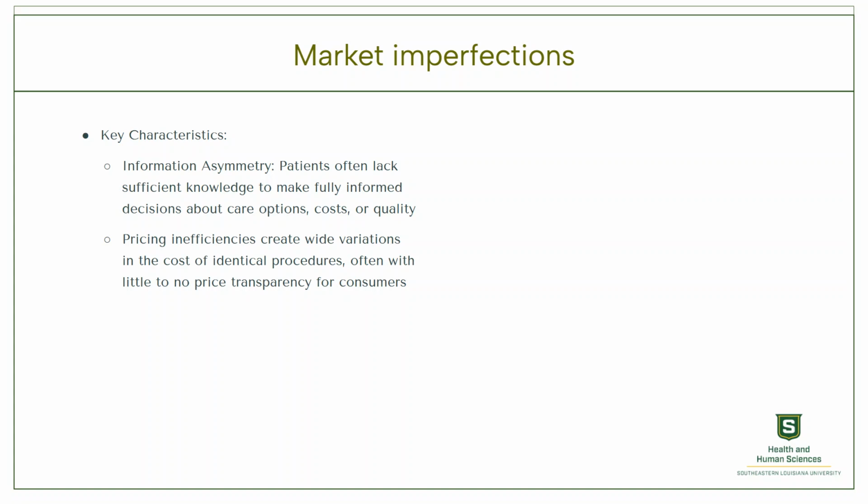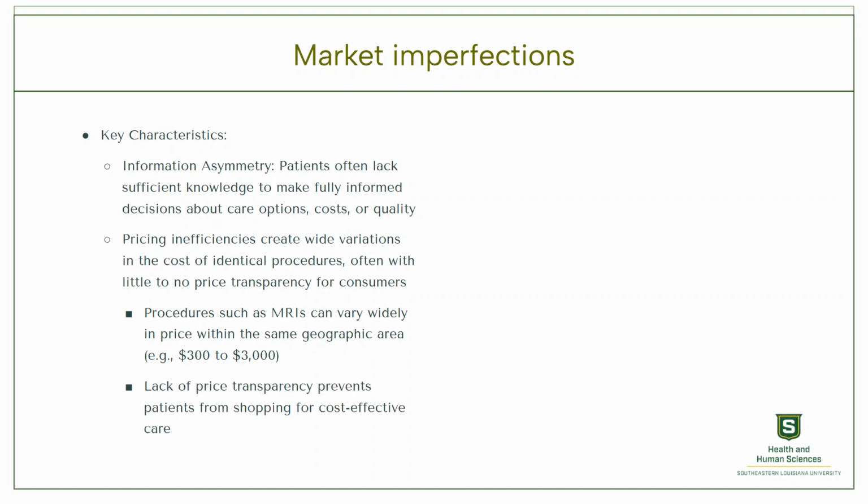And it's usually when they've given you the service that they say, okay, bring this. Sometimes you don't even know how much until the bill comes, and that leads to pricing inefficiency. For example, procedures for MRI vary a lot in price, even within the same geographical area. A lot of that has to do with who your insurance is and what type of health plan you bought into. And this lack of transparency really prevents patients from shopping for cost-effective care.